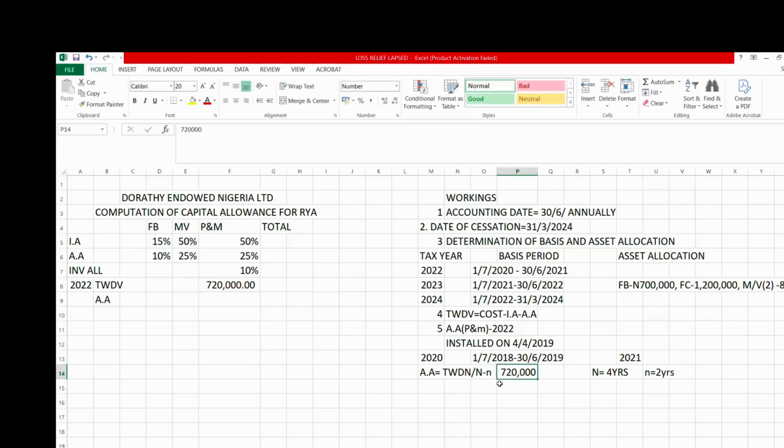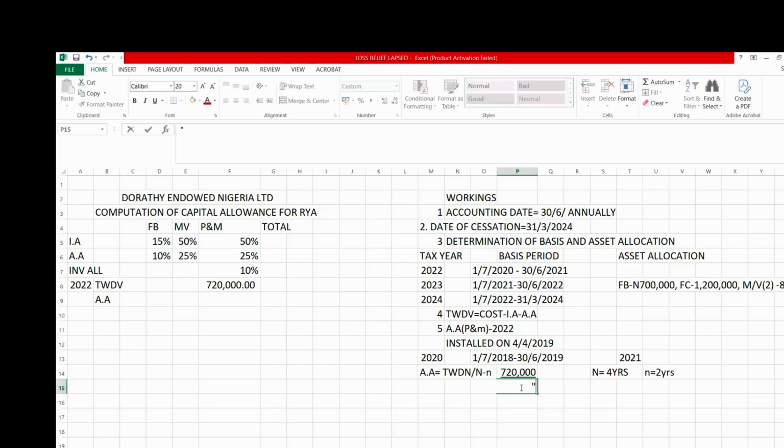So that means our annual allowance for this year will now be 720 divided by big N, 4, minus small n. So that will give us 720, 4 divided by 4 minus 2.